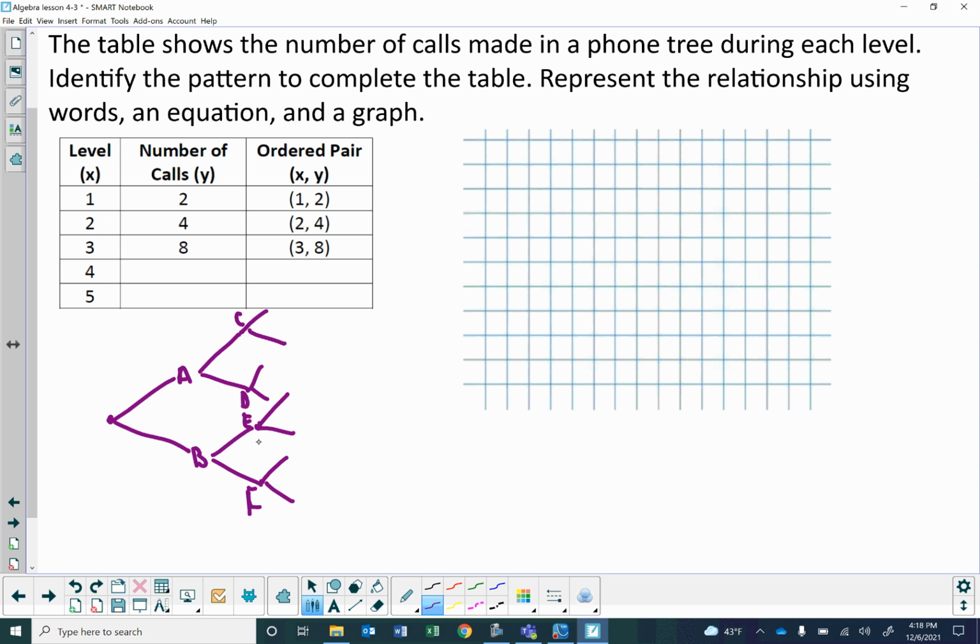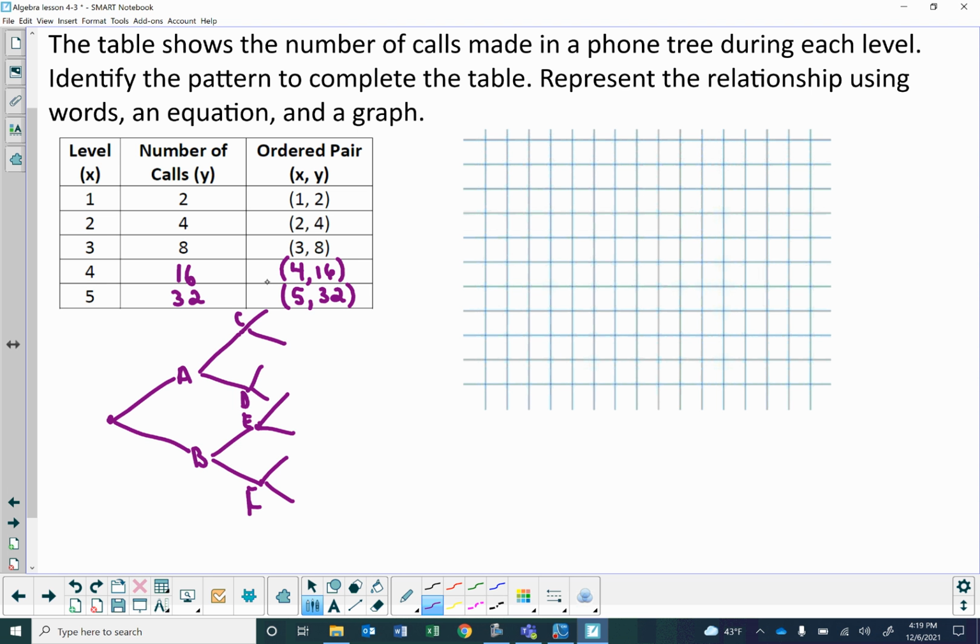Okay, so on the 4th level, you'll notice these keep doubling. 2 goes to 4, 4 doubles to 8, 8 will double to 16, and 16 will double to 32. So on the 3rd level, there's 8 calls. The 4th level, there is 16 calls. And the 5th level, there's 32 calls.